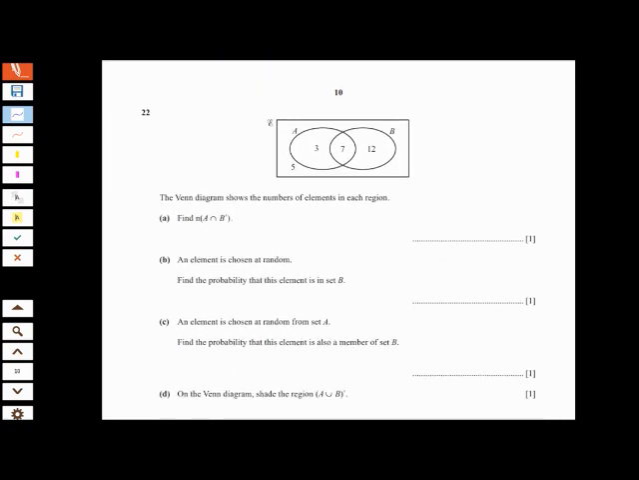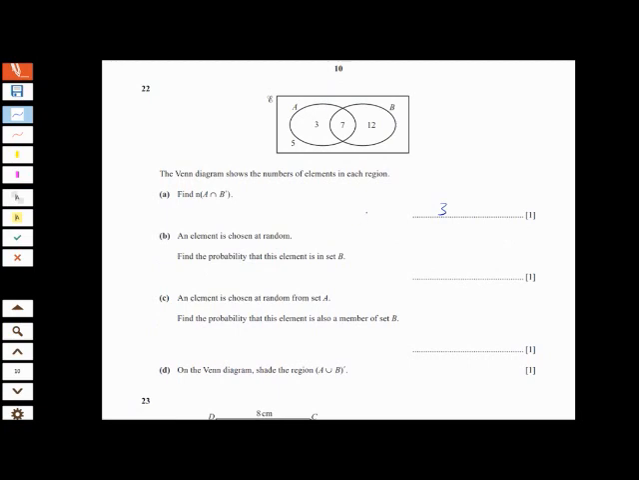Now question 22. It's sets. The Venn diagram shows the number of elements in each region. Find the number of A intersection B naught. A intersection with B naught is this. Which is 3.